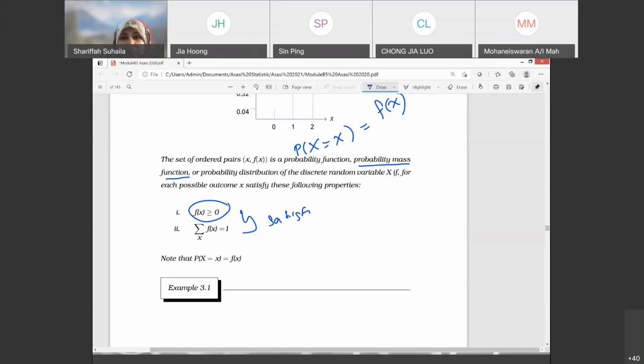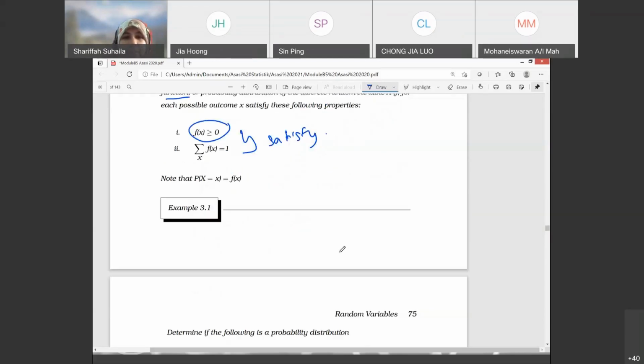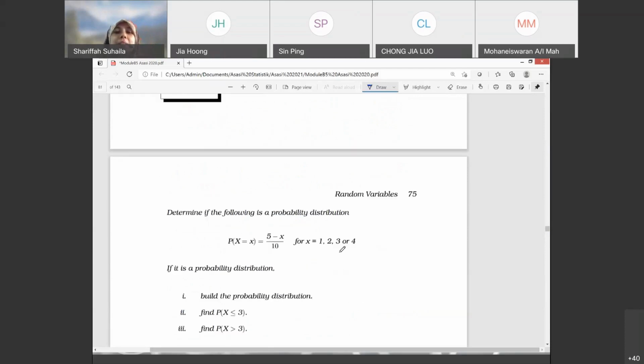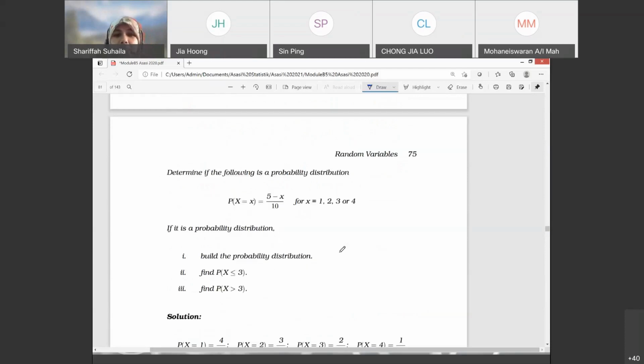Let's refer to an example, just a simple one. You have a probability distribution, or probability function, probability x equals x is (5 minus x) over 10. You already have the x values: x equals 1, 2, 3, or 4. How do you identify whether this is discrete? Because x equals 1, 2, 3, or 4, which are whole numbers. So that means this is a discrete probability distribution.